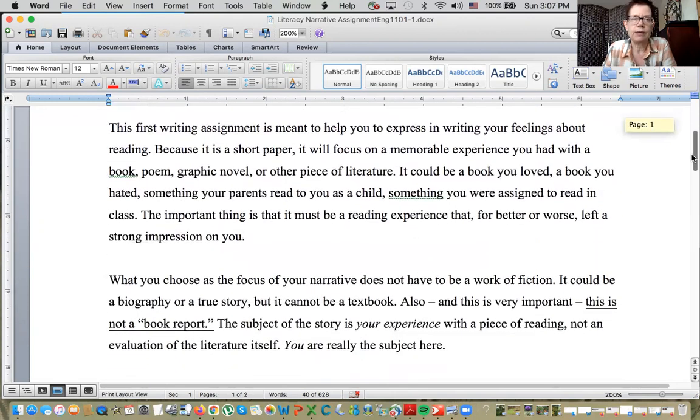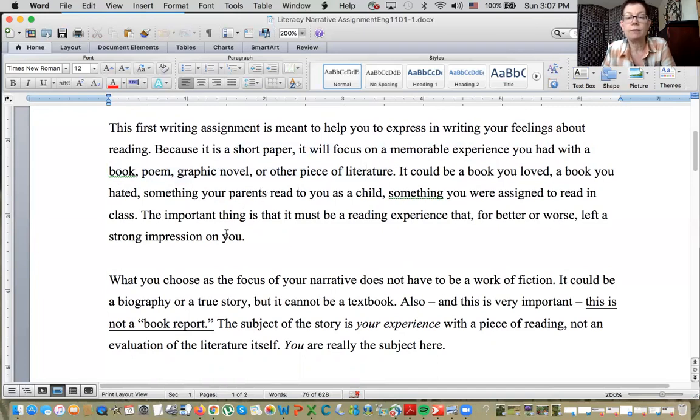So I'm just going to read the expectations here. The first writing assignment is meant to help you express in writing your feelings about reading. Because it's a short paper, it will focus on a memorable experience you had with a book, poem, graphic novel, or piece of literature. So note that it's not about the book itself, it's about a memorable experience that you had with a book or a poem or a graphic novel or some other piece of literature.